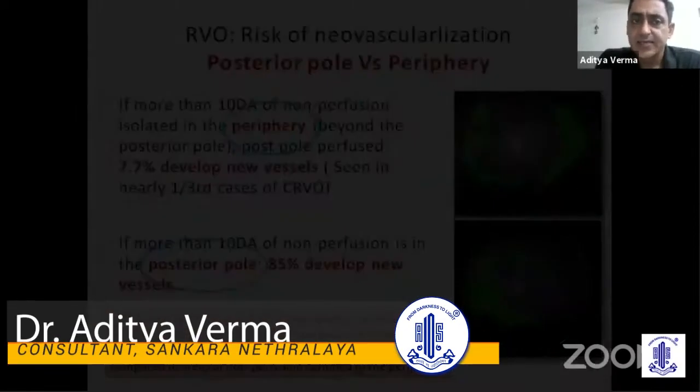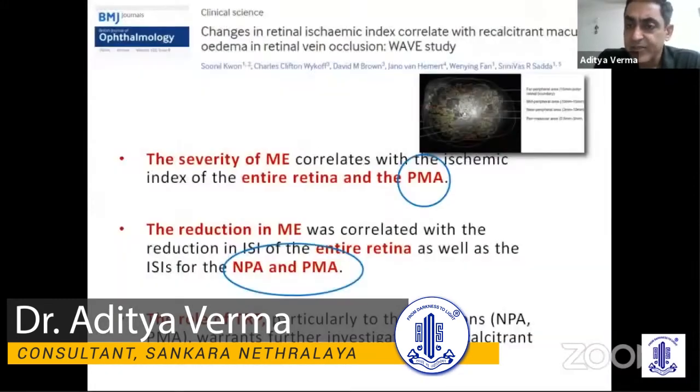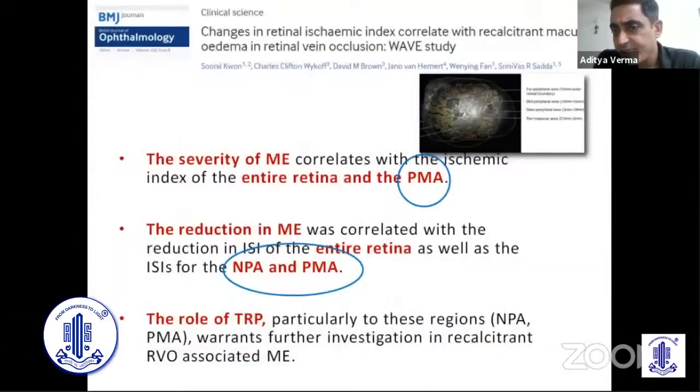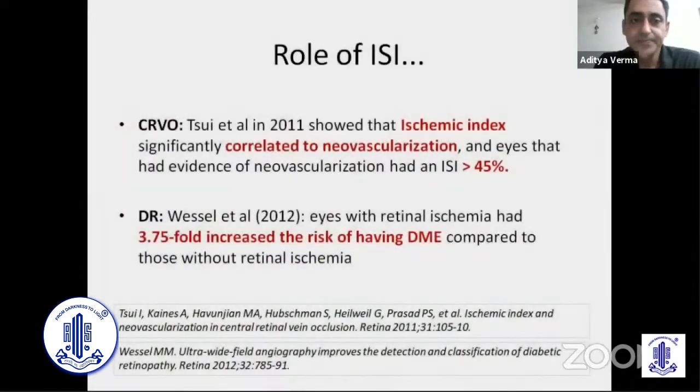A recently conducted study by Sunil Kwan et al., the WAVE study, divided the retina into the perimacular area, the near peripheral area, the mid peripheral area, and the far peripheral area. They suggested that the severity of macular edema correlates with the ischemic index of the entire retina and the perimacular area. The reduction of macular edema was also correlated with the amount of ischemia of the entire retina, as well as the ischemia in the near periphery and perimacular area. So again, the importance is that the posterior pole disease should not be missed.